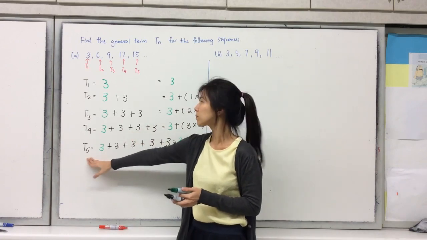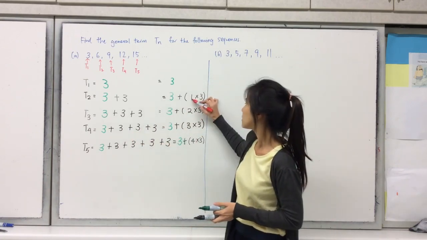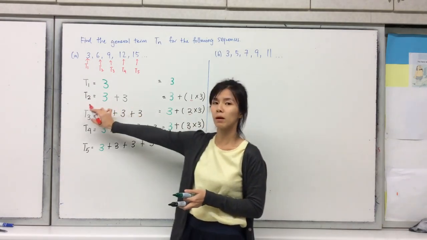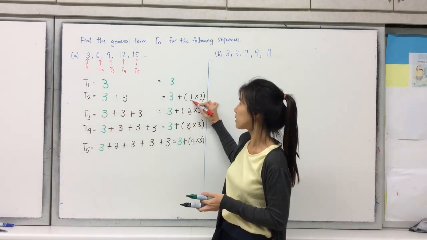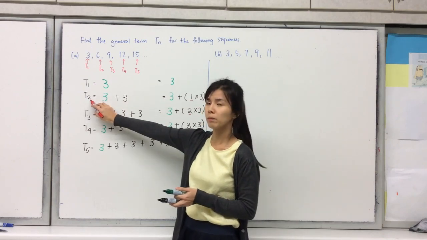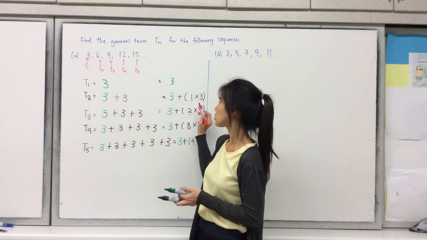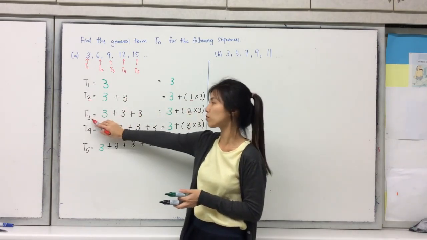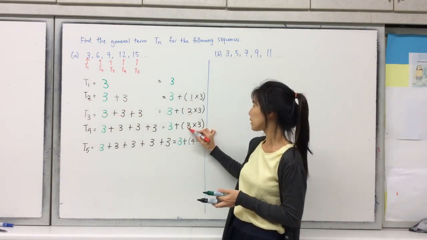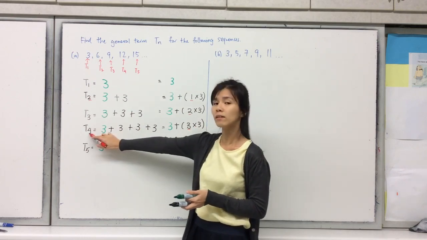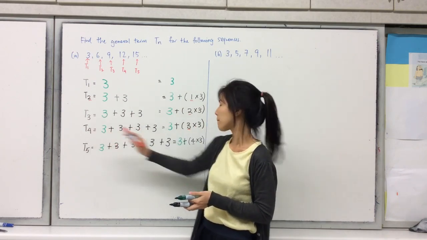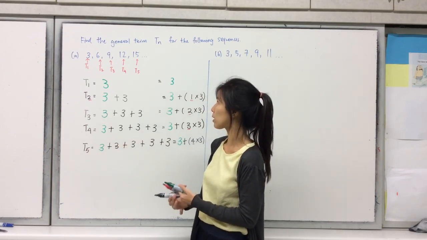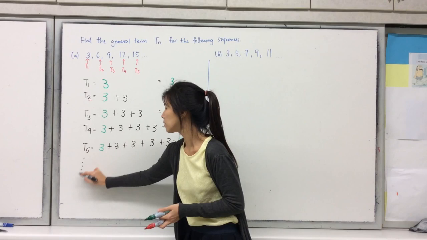Now, do you see any pattern between whatever we have stated here and the term number? We realize that this number is the one that's changing, but how is it related to our term number? This number is always 1 less than the term number. For term 2, 1 is always 1 less than 2. Similarly, 2 is always 1 less than 3. This number is 1 less than the term number 4. So we have 4, which is 1 less than 5.